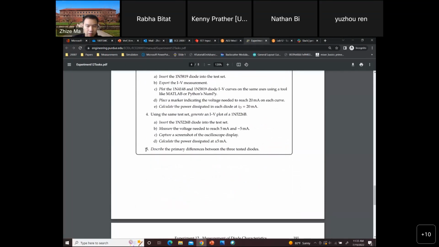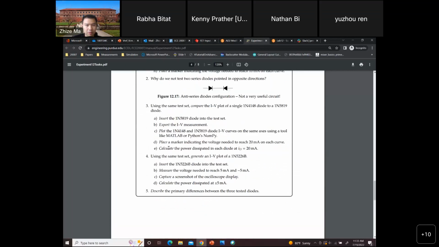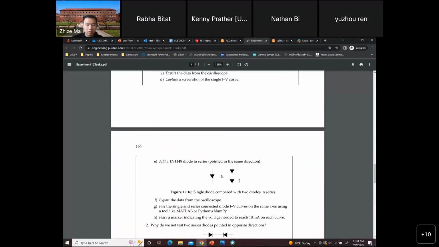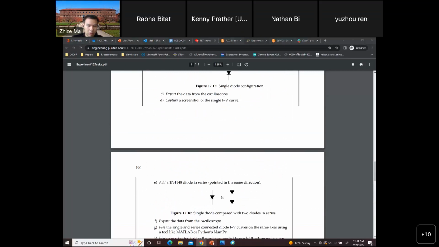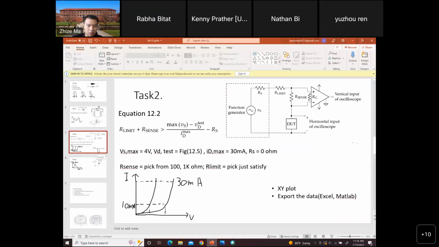Then after you plot all the XY plots, you can put them together and check what's the difference between each diode. Then you are able to answer the question for step number 5. All right, so I think that's task 2. Any question for task 2?